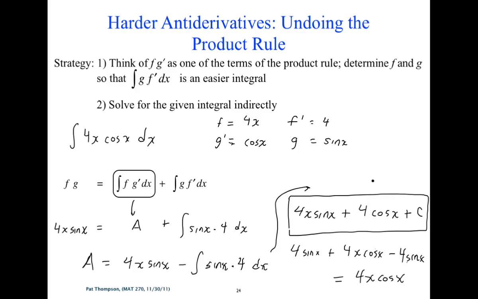Okay, so questions on solving that problem? Wait, why did you subtract the 4 sine x? Because I'm taking the derivative to check the answer. The derivative of cosine is minus sine. Oh, okay. That's the same thing I did. Okay, next example. Or any questions on that?